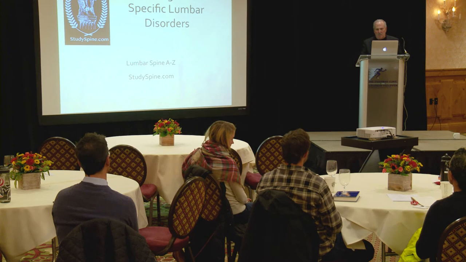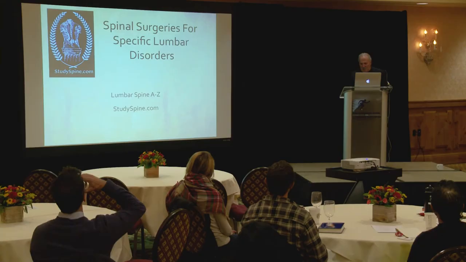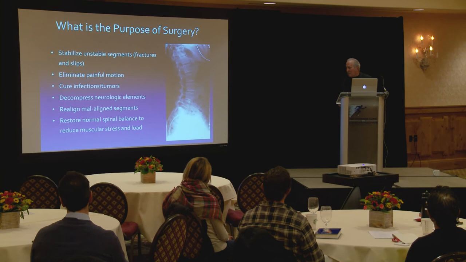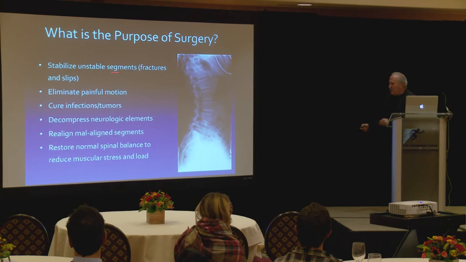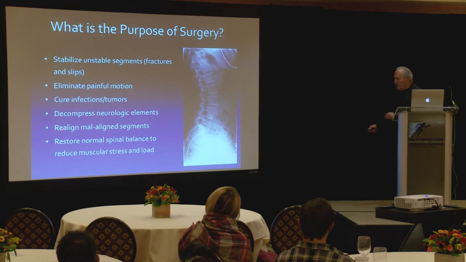Thanks. So now we're going to talk about what to do when nothing else works and you're looking at fixing people. So, what is the purpose of surgery? Well, you stabilize unstable segments, fractures and slips, as we talked about earlier. You eliminate painful motion. You cure infections and tumors. You decompress neurologic elements. You realign malaligned segments. And you restore normal spinal balance to reduce muscular stress and load. That's what it's for.